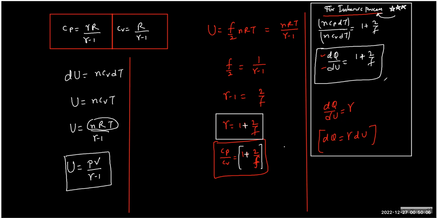And you can do it mentally because you know the gamma relation. Even if you don't know what gamma is, derive it from 1 plus 2 by f, isn't it? It's very easy. Is it difficult? Tell me, guys.